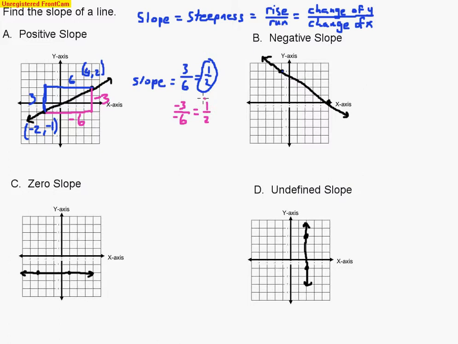It reduces down to 1/2 again. So either way you do it, you still get a positive number. So that's why we call that a positive slope. So let's take a look at the next one. Here's my positive slope. Now we're on to the negative slope.